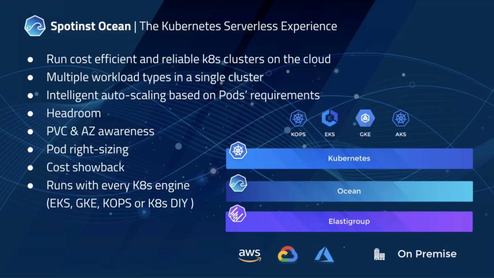A few of the other important things about Ocean. You can obviously run multiple workload types in the same cluster. It will do intelligent auto-scaling. It will have dynamic headroom, understanding the needs of your application and how much excess capacity it should maintain at any given time to maintain responsiveness at cost at the same time. It's aware of all your persistent volume claims and availability zones for specific applications, for your label stains and tolerations. These will always be taken into account when deciding how to defragment the cluster and making it as effective as it can be.